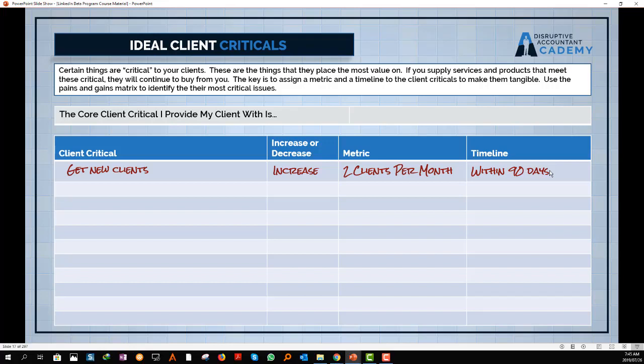So now I give them a price, and then they can say, okay, well, is that price less than the 90 grand? If it is, well, okay, it's a good deal. And that is how people make decisions. So we put in the metric and the timeline.